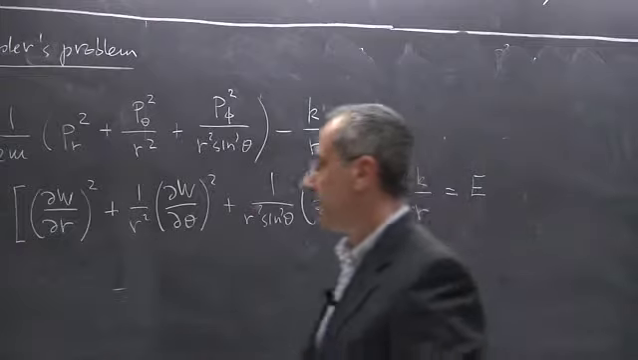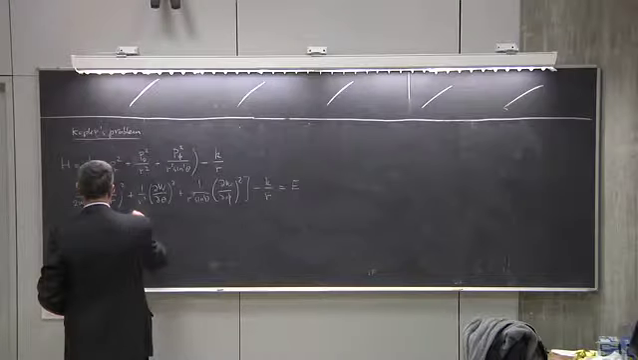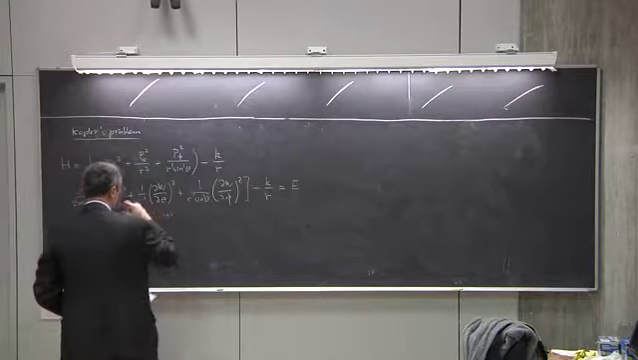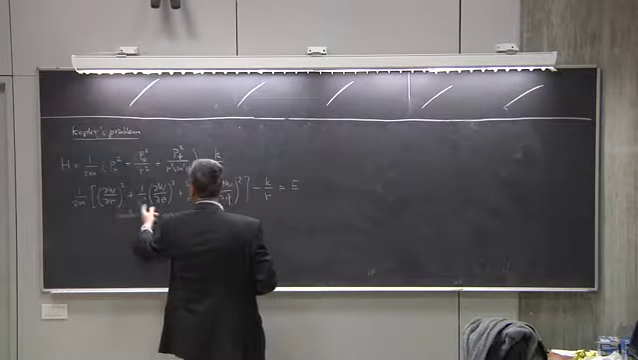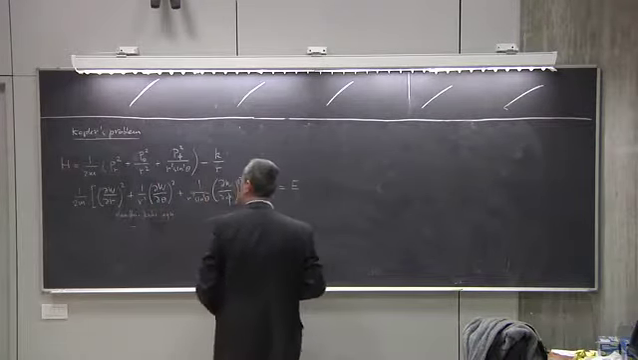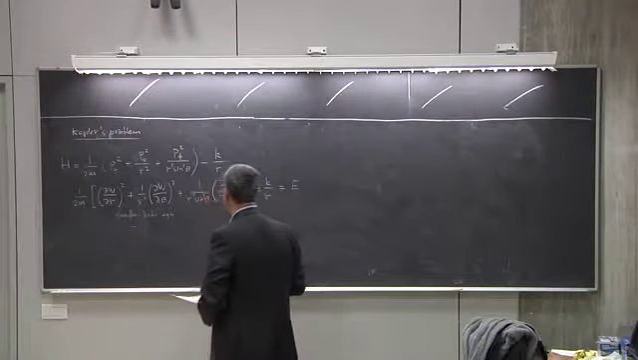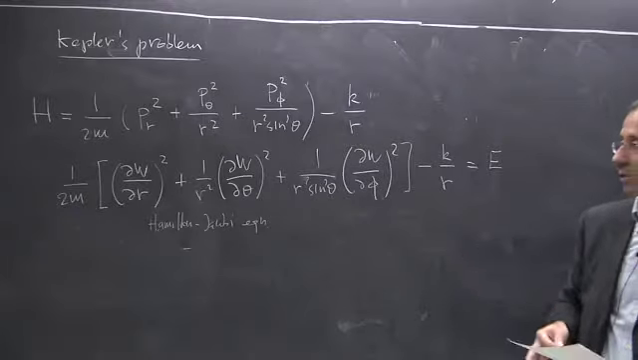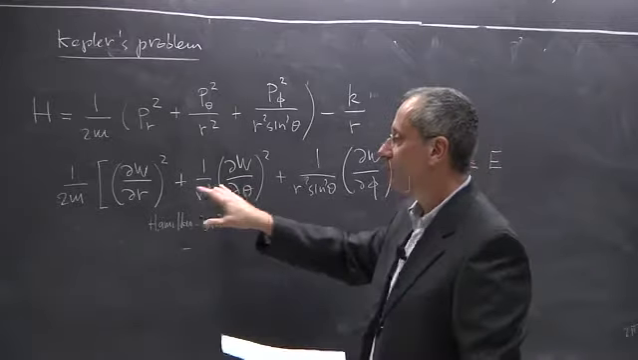So that's the Hamilton-Jacobi equation for the Kepler problem. And again, how do I go about solving this equation? Well, as I said, your only chance of solving such a differential equation non-numerically is if you can factorize it.